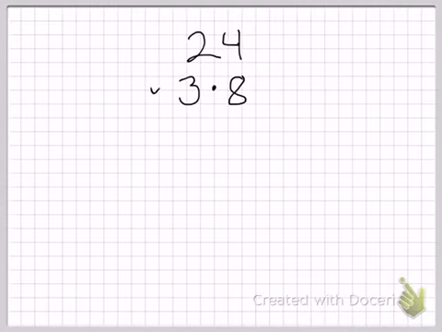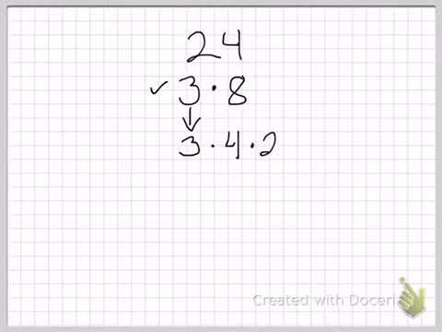Going through my list, 3 checks off, that's prime, but 8 is not prime yet, so I need to break it down. Be sure, though, that you remember to bring your prime numbers down to the next line. That's a really important step that I want you to remember. 8 can be broken down into 4 times 2.